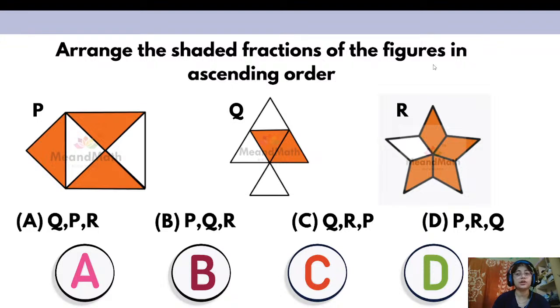Arrange the shaded fractions of the figures in ascending order. Okay, Arya Nandini. Yes. Okay. That's great, Saina. So let's see quickly. You can see again three shapes are there, P, Q, and R. Some parts are shaded. So find out the fractions of the shaded parts and arrange them in ascending order. So is the correct order QPR, PQR, QRP or is it PRQ? Right? Tell me, which is it? Quickly, quickly. Time is running out.